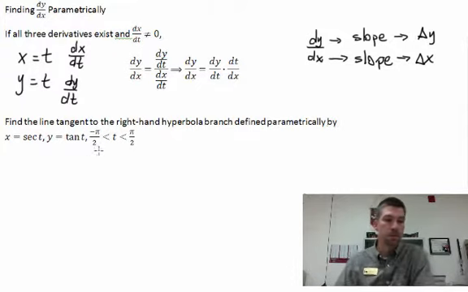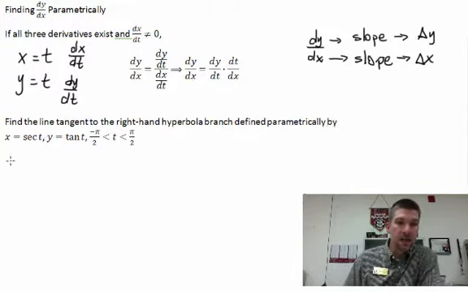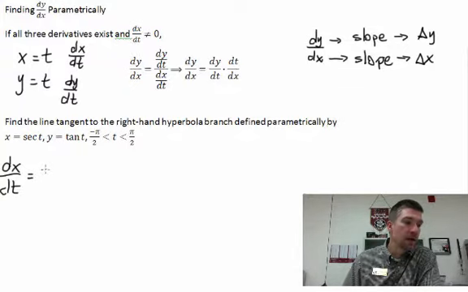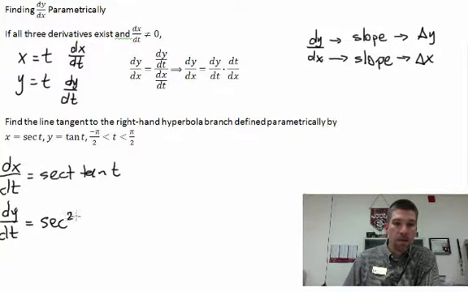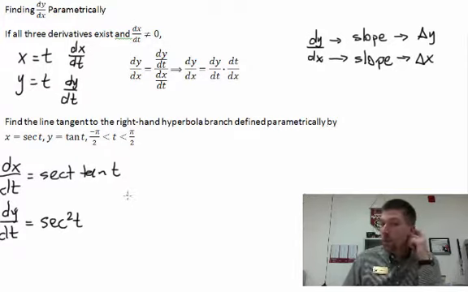What you're going to do is find dx dt. When we find dx dt, we're going to get secant t tan t. And we're going to find dy dt. When we find dy dt, that's the derivative of the tangent, so that's going to be secant squared t. And then we just do our division, secant squared divided by secant t tan t.